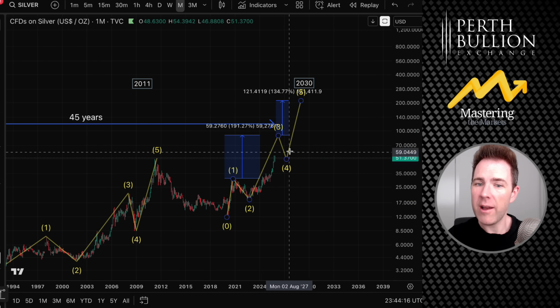1, 2, 3, 4. Pick a point. I don't know where it is. And then a 5-wave extended move. Ignore the price, etc., but that's taking you out to 2040, 2045, that kind of thing. Ignore the time, ignore the price.